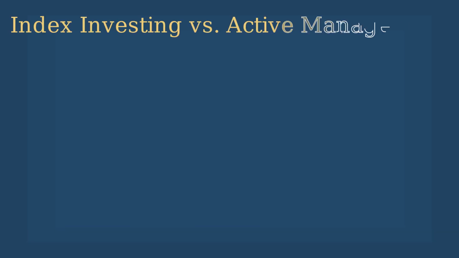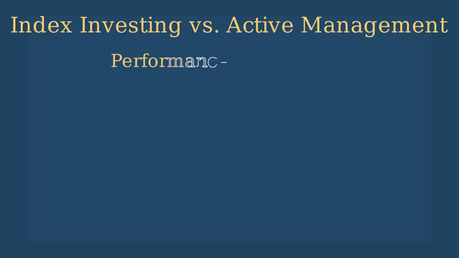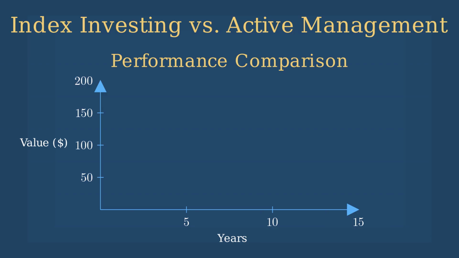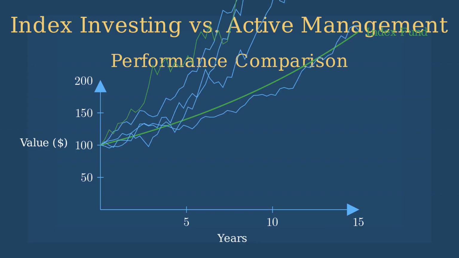Index investing versus active management is a long-standing debate in the investment world. Let's examine the performance aspect first. Historical data shows that indices outperform approximately 80% of active managers over 15-year periods. This graph shows the growth of $100 invested in an index fund versus various active managers over a 15-year period. The index fund follows a steady upward trajectory based on market returns. Active managers show more volatility, with most underperforming the index over the long term.